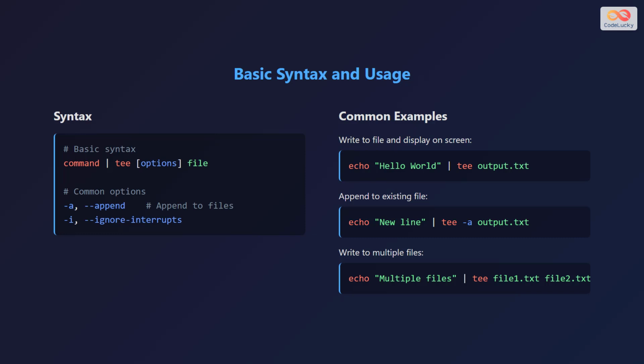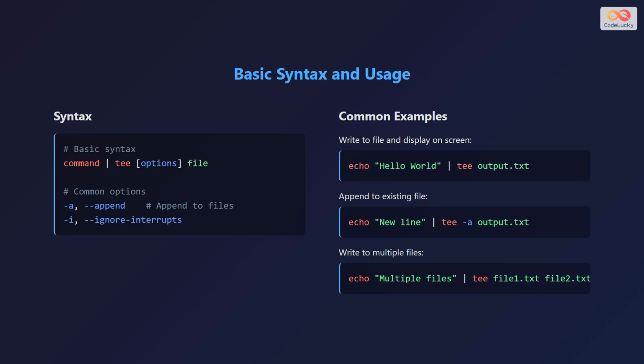Let us see the syntax of the tee command. The basic syntax is command pipe tee options file. A few common options are -a or --append, which is used to append to files, and -i or --ignore-interrupts.